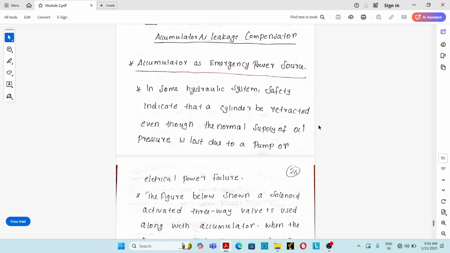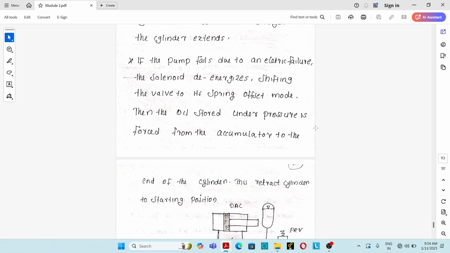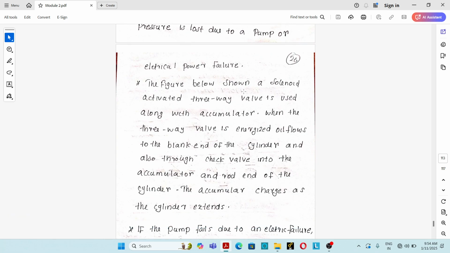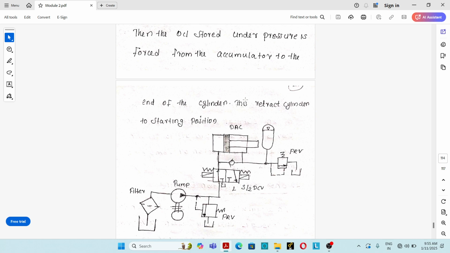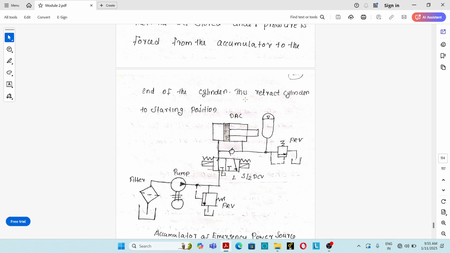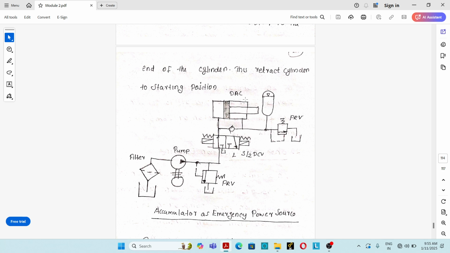The last one, accumulator acts as an emergency power source. That's very important. Accumulator acting as an emergency power source means if a power failure occurs and the primary power source fails, the accumulator will supply energy to the actuator and bring it back to the previous or initial position. From this figure you can see the working of a double acting cylinder.